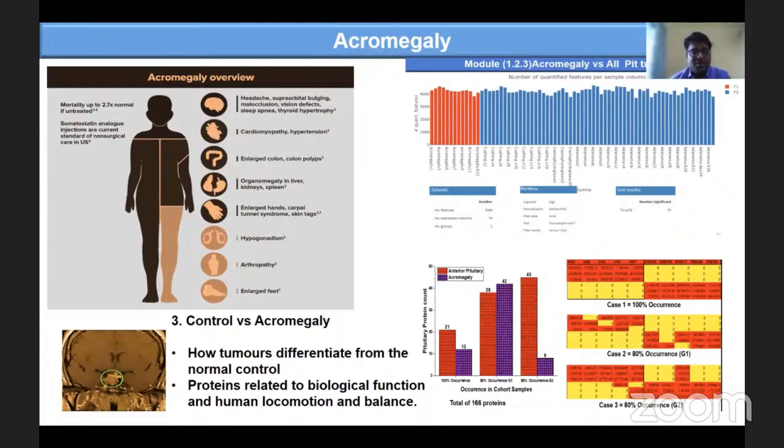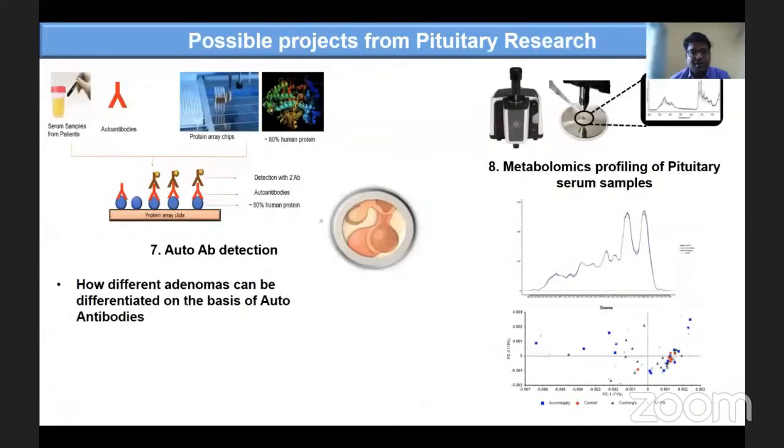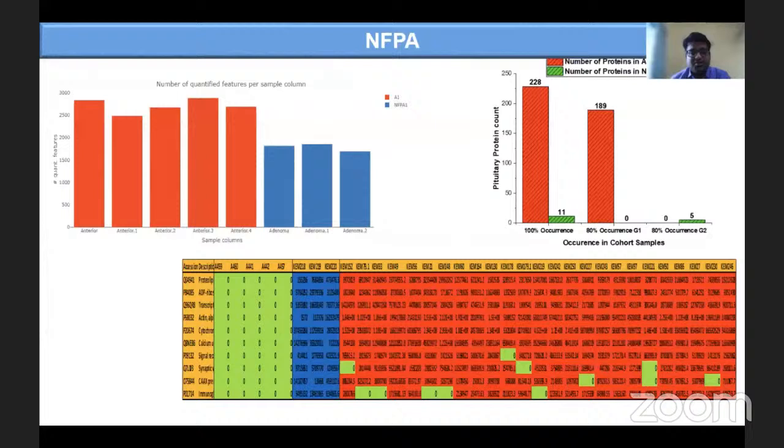In acromegaly, we also compared those with the normal controls, and we wanted to differentiate how the proteins behave differently in case of acromegaly. Lastly, the NFPA, non-functioning pituitary adenomas, we wanted to see how these are different from the normal controls and how we can differentiate those.